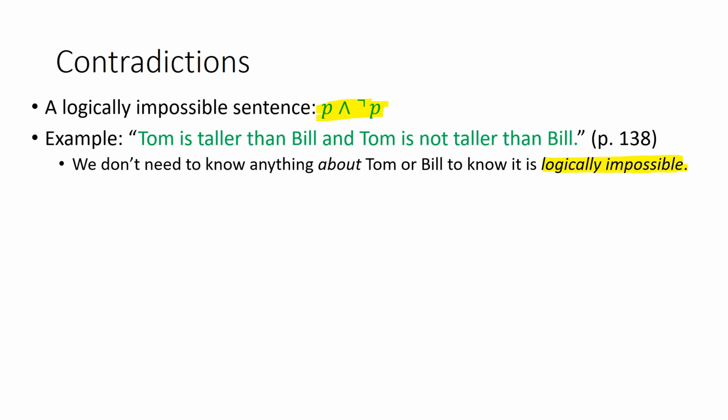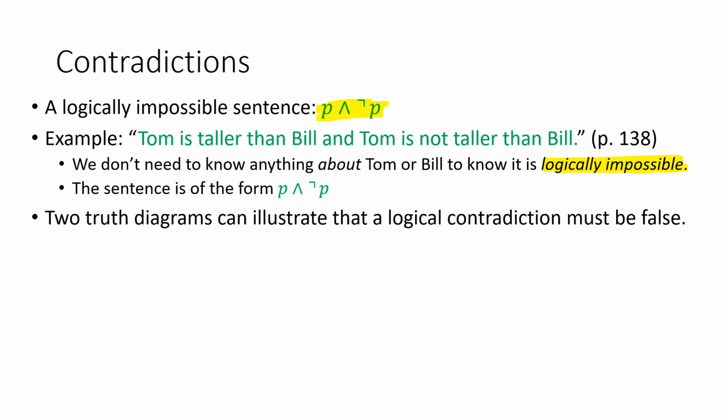After all, it is the form of P and not P. Indeed, if Tom is taller than Bill, that logically cancels out the possibility that Tom is not taller than Bill. And likewise, if it is true that Tom is not taller than Bill, it cannot be that Tom is taller than Bill.